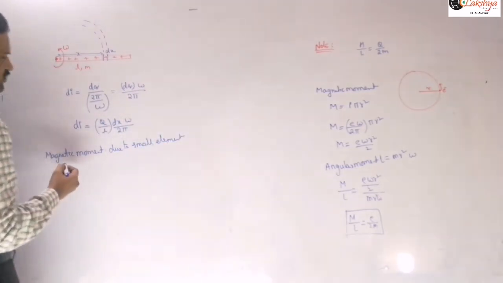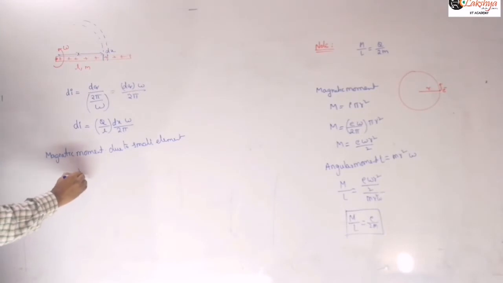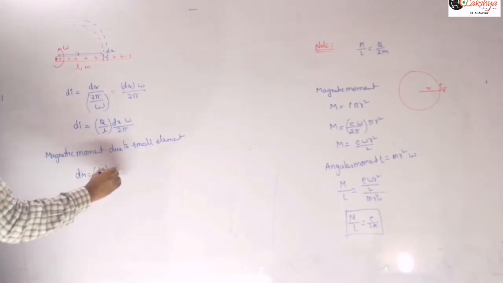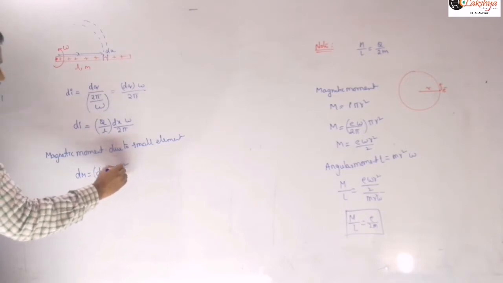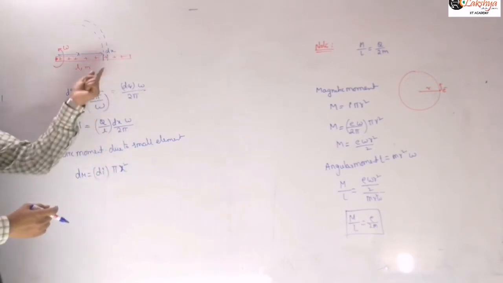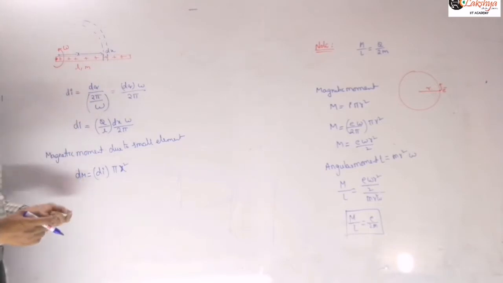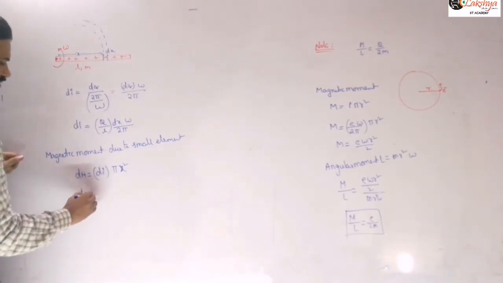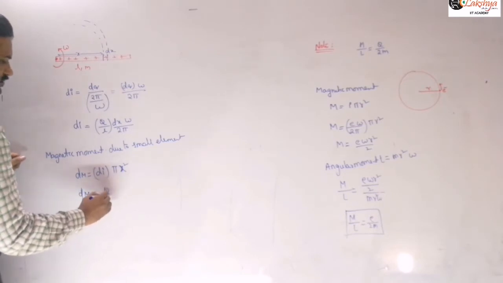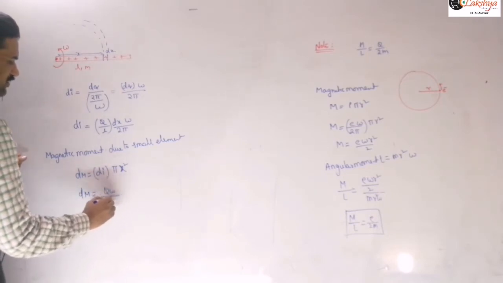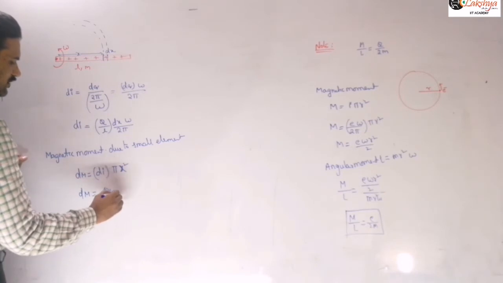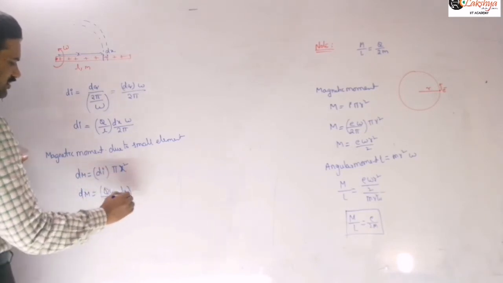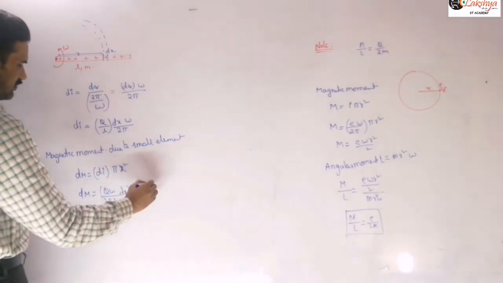So the magnetic moment due to this small element, I can write as dm is equal to di into pi x square. That means di is the current due to this in that circular orbit, into pi x square. So let us substitute those values there and then integrate. So q omega by 2 pi L into dx, this is totally our di value, into pi x square.